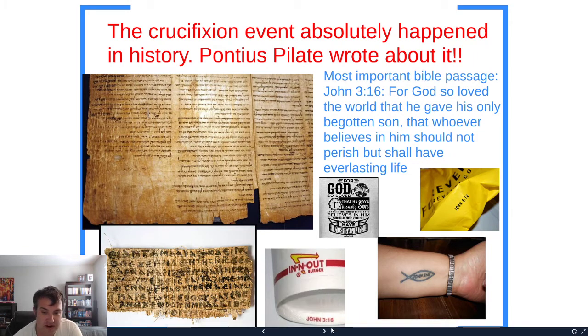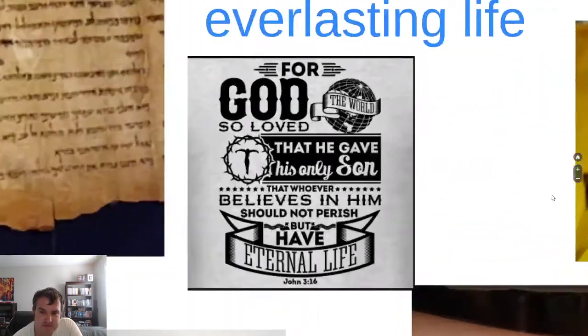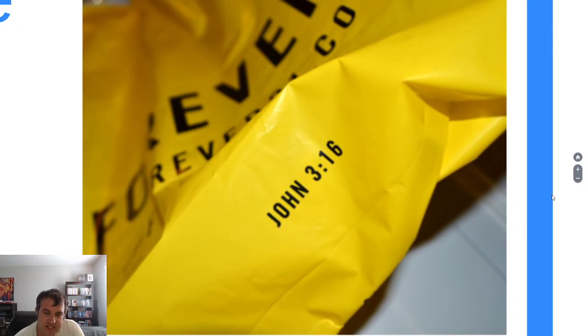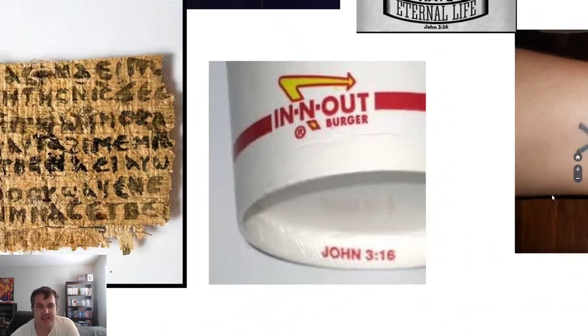If you ever go to In-N-Out Burger, it's on the bottom of your drinks. And actually, just about everything from In-N-Out Burger has a little Jesus message in there somewhere. You gotta hunt for it. So, all right, moving on. That's John 3:16 right there. John 3:16 on Forever 21, John 3:16 on tattoos, and at In-N-Out Burger.